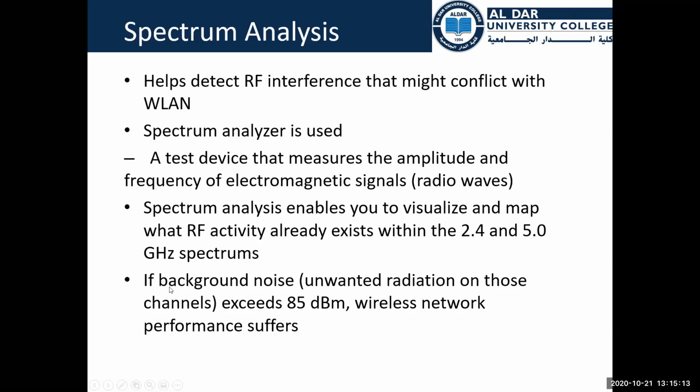Okay, so if background noise, unwanted radiation on those channels, exceeds 85 decibels, wireless network performance suffers. For example, if you are working on a specific channel and you find another access point working on the same channel with noise of more than 85 decibels, this is going to affect the performance of your network.